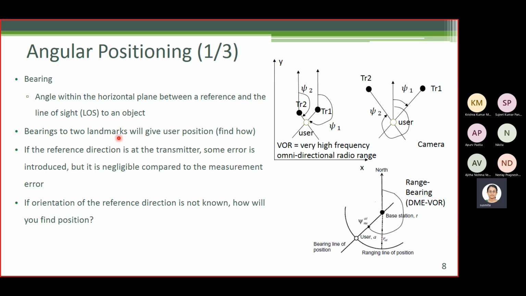So we assumed that the reference direction was known, and with that we found that two transmitters are needed to find the user position. So what if the reference direction is not known? In this case I asked you to pick the reference direction parallel to the y-axis. What if I pick some arbitrary direction? Or what if the reference is taken as north and the direction of north is not known? What can be done? What do you think can be done?